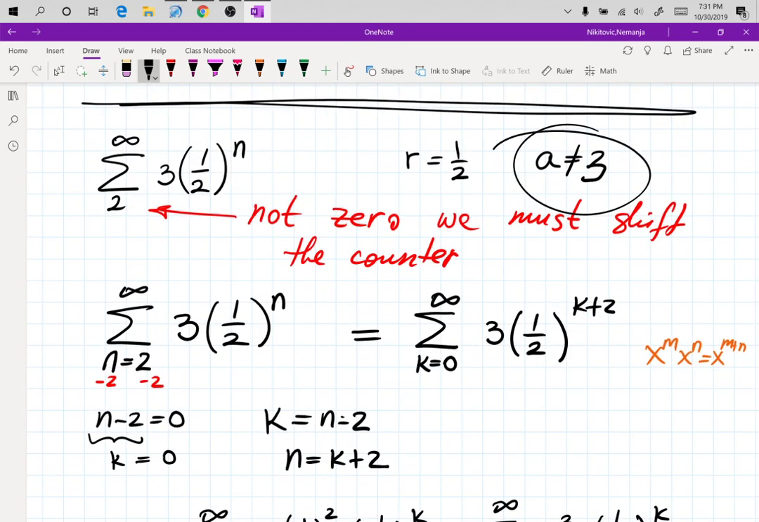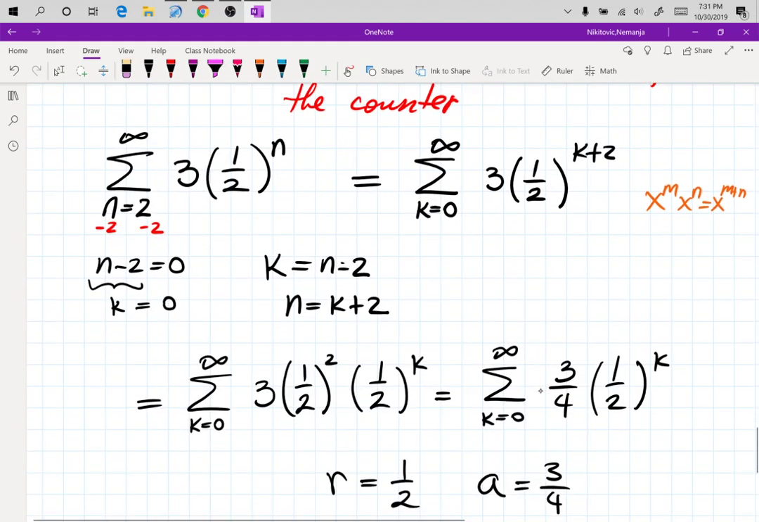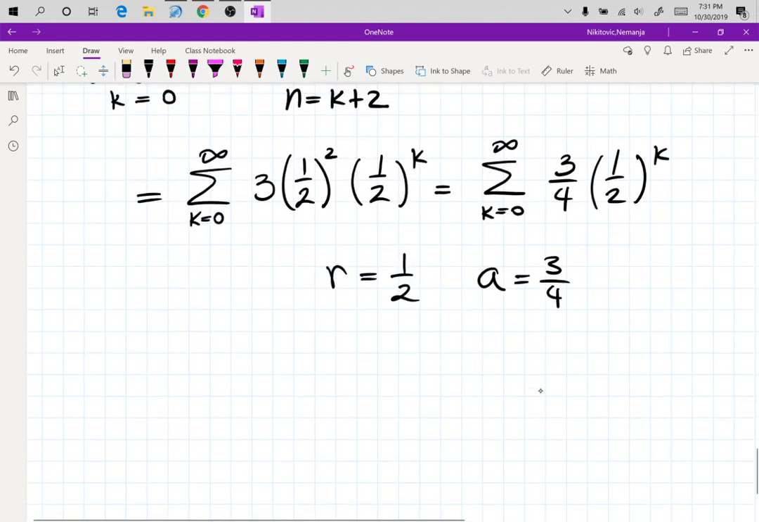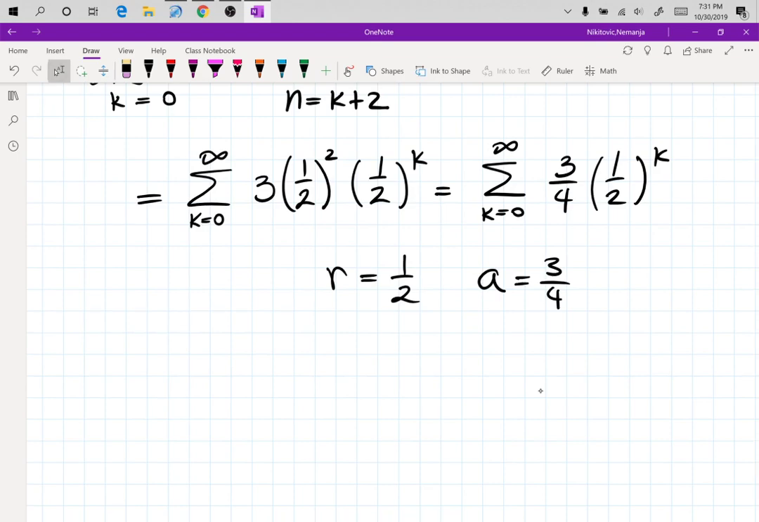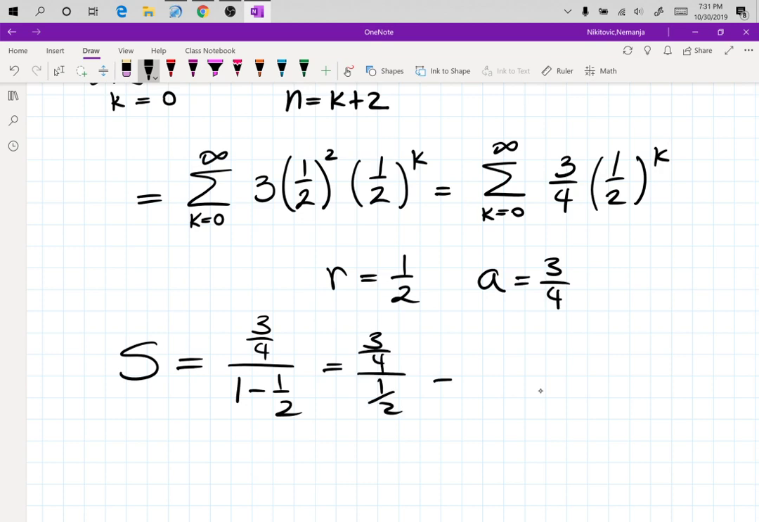Remember how I told you a is not 3? A is not 3 because your counter is not 0. So welcome to shifting the counter. So now s is equal to 3/4 divided by 1 minus 1/2. That's 3/4 divided by 1/2. These guys cancel, and you have your 3/2. So the sum is 3/2.